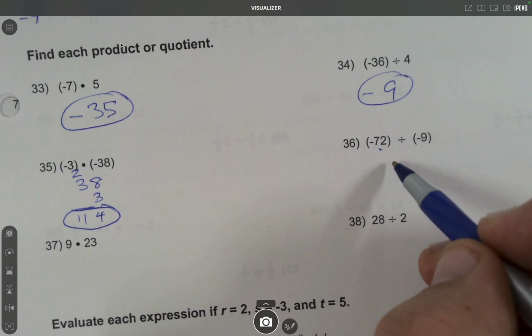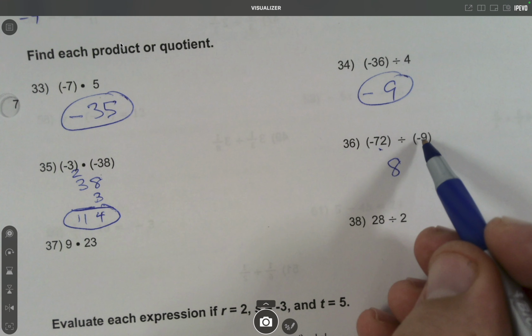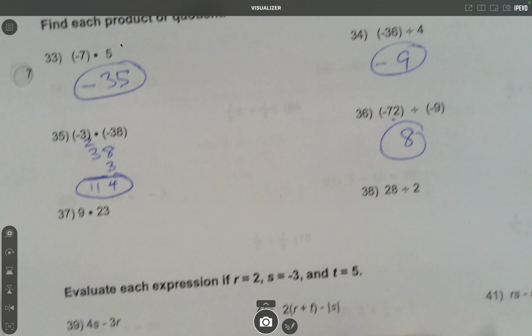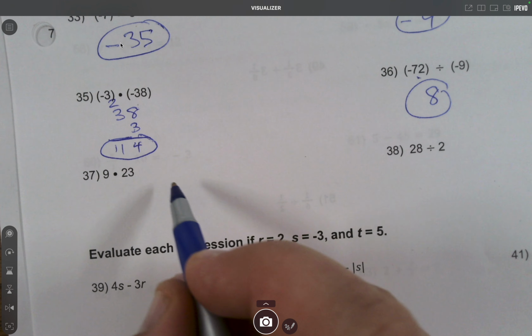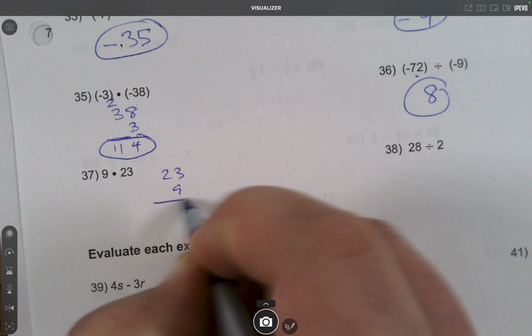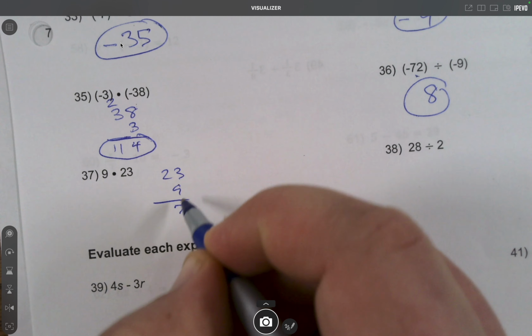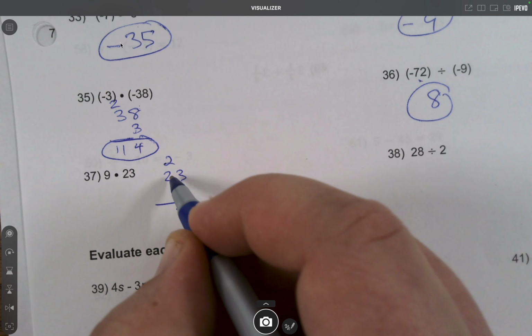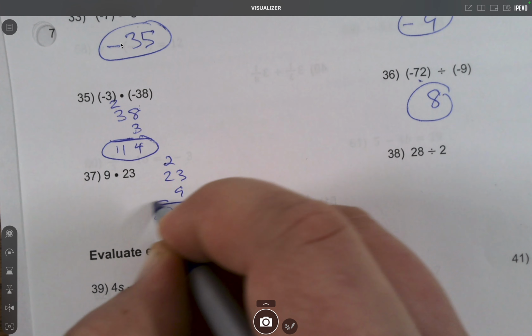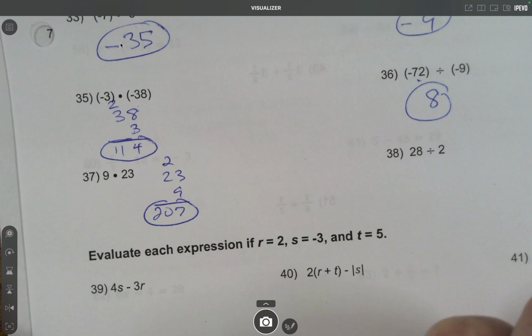72 divided by 9 is 8. Since they're both negative, the answer is positive. These are both positive, so the answer will also be positive. 9 times 3 is 27. 9 times 2 is 18, plus 2 is 20. So a positive 207 is the answer.